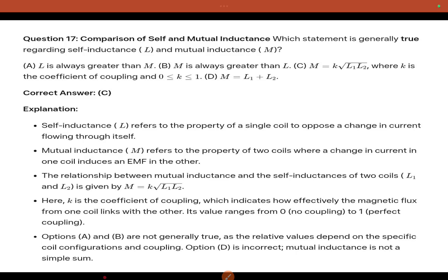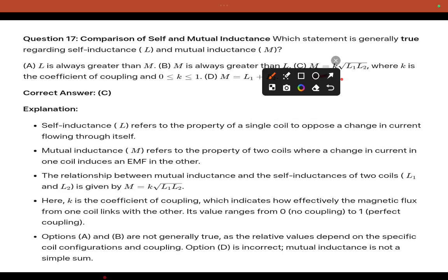Question number 17 is on the comparison of self and mutual inductance. Which statement is generally true regarding self inductance and mutual inductance? Here is the answer: M equals K into root L1 L2, where K is the coefficient of coupling, which is greater than 0 and less than 1.